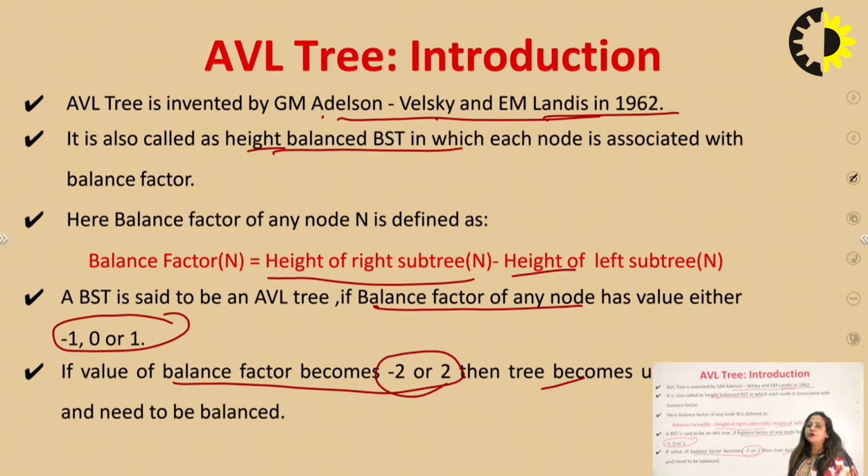This is the introduction, and in my next lecture I will discuss all types of rotation, that is LL, LR, RR and RL. Also in my next lecture I will discuss insertion in AVL, creation of AVL and different types of algorithms in AVL. So in this class I have covered tree traversal in in-order, pre-order and post-order, limitations of BST, and a brief introduction of AVL. So thank you so much.